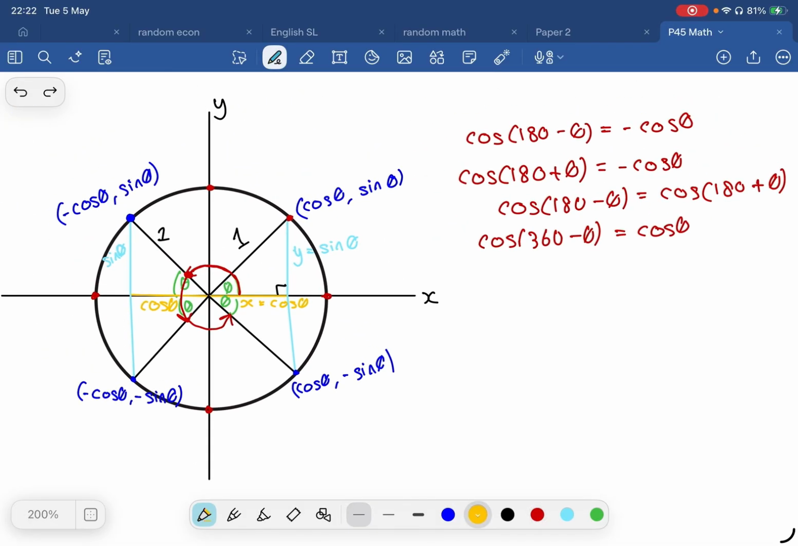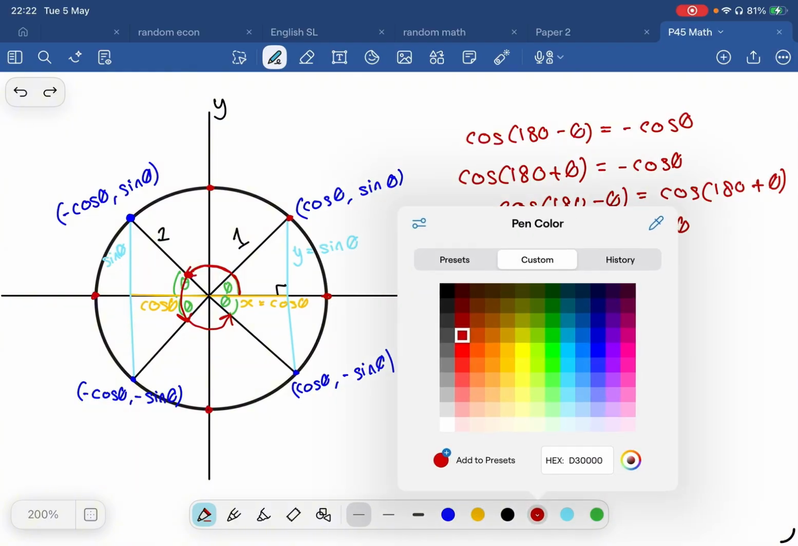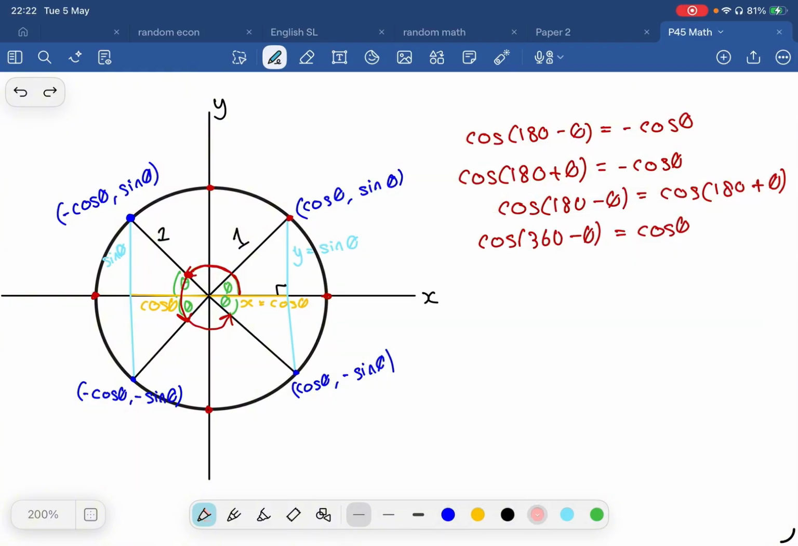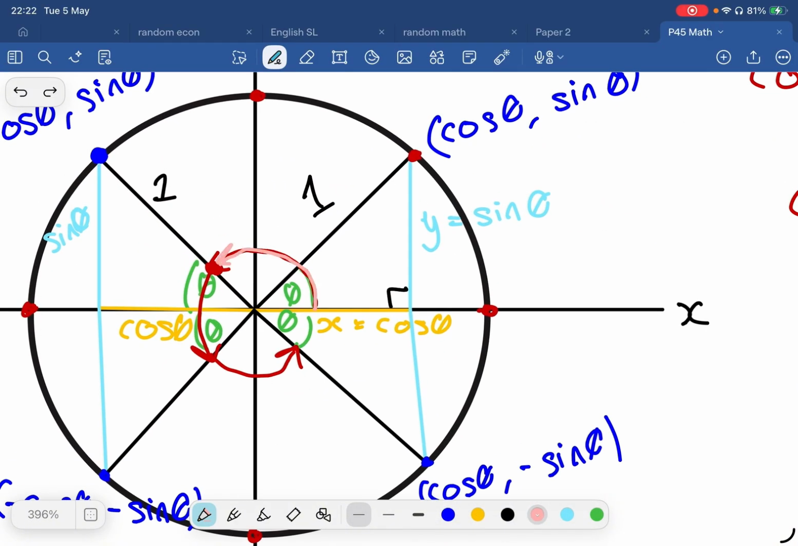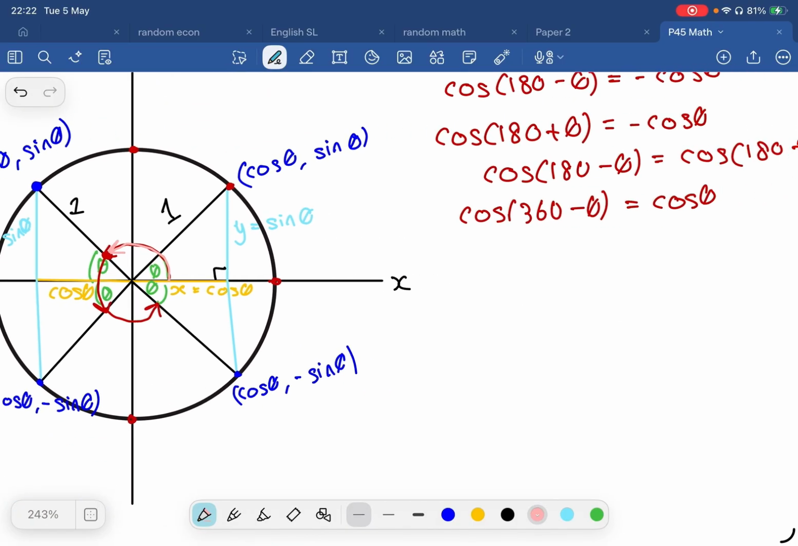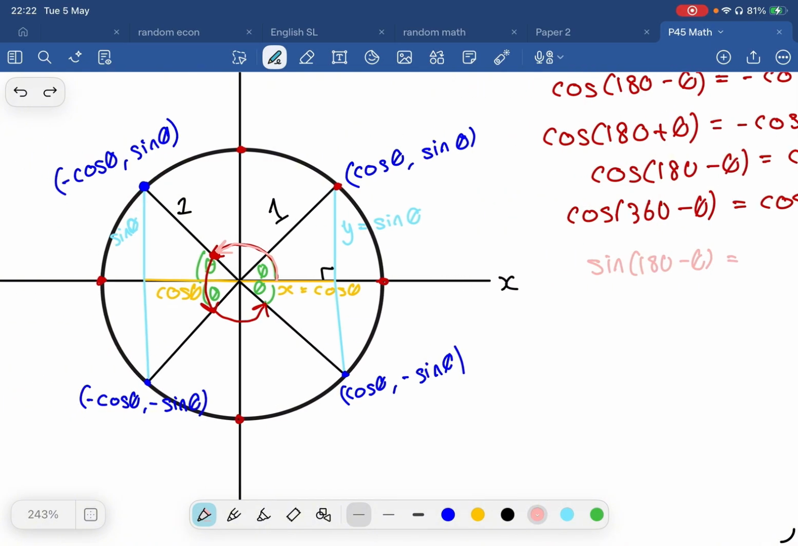Okay, now we can do the exact same thing, but for sine. Okay, if I take this angle here, just focusing on this angle, the pink one, we know that's 180 minus theta. So sine of 180 minus theta equals the y value, which is sine theta.